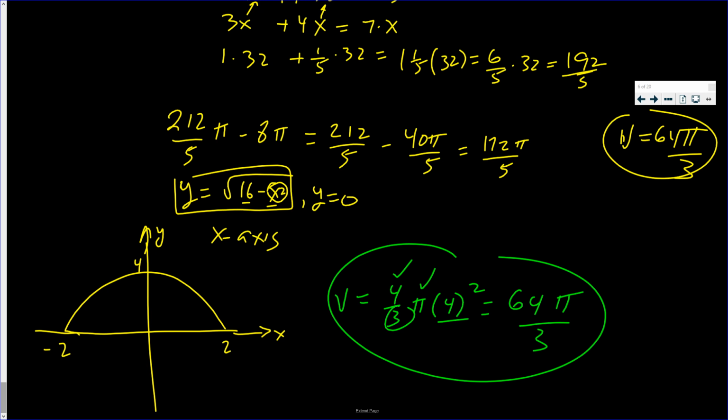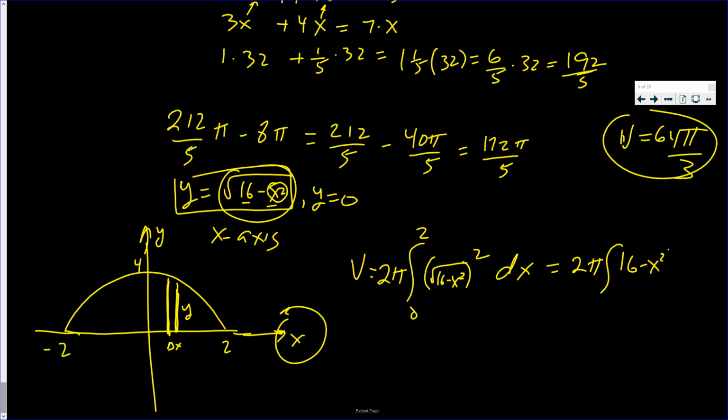And we know that the answer is pi times the radius squared. So I just doubled it. Now, what is the radius? Well, the radius is y. But y is the square root of 16 minus x squared. And when I square that, that's an easy thing to square. I just get 16 minus x squared dx from 0 to 2. So there's my 2 pi. You integrate, you get 16x minus x cubed over 3 from 0 to 2.